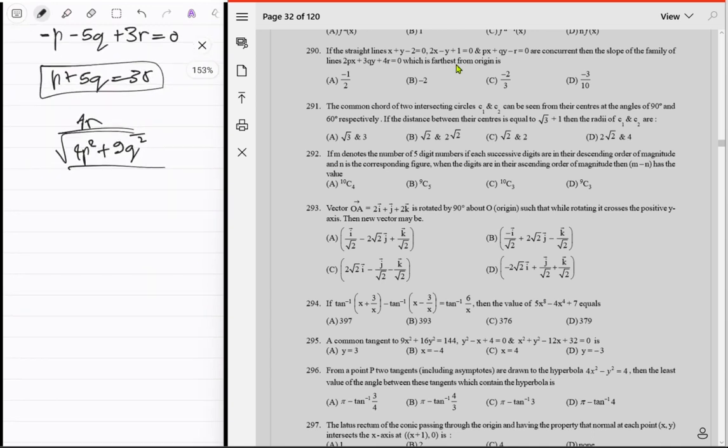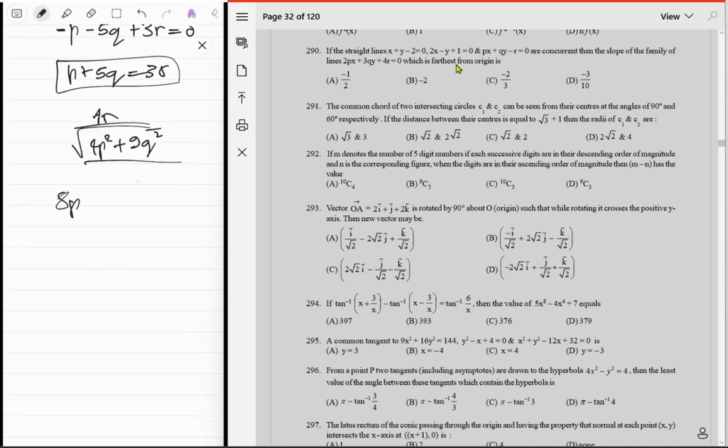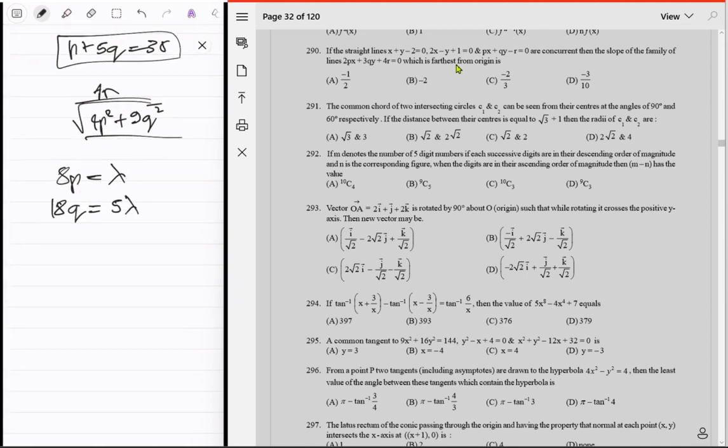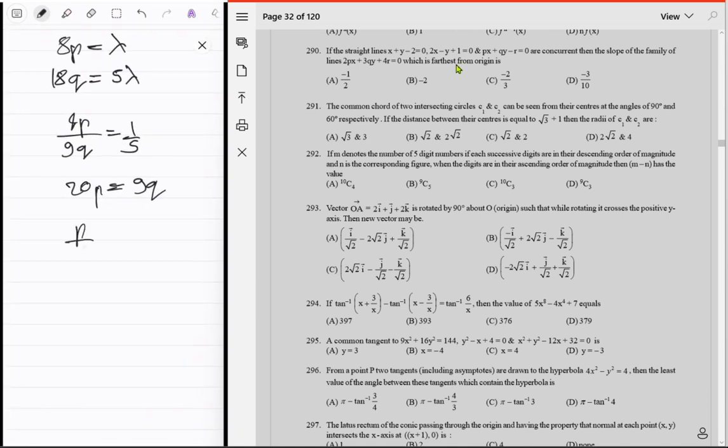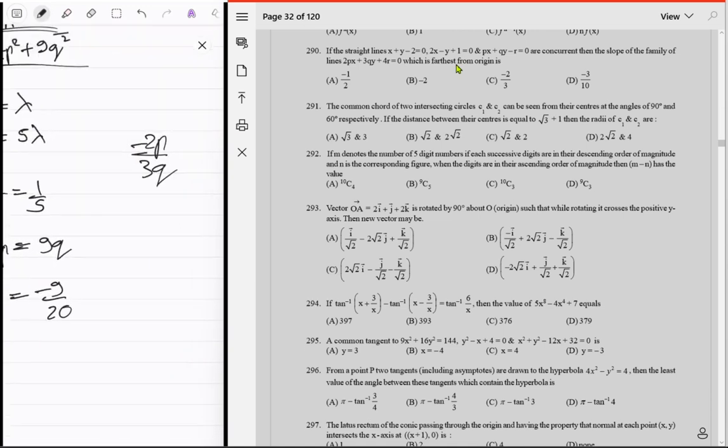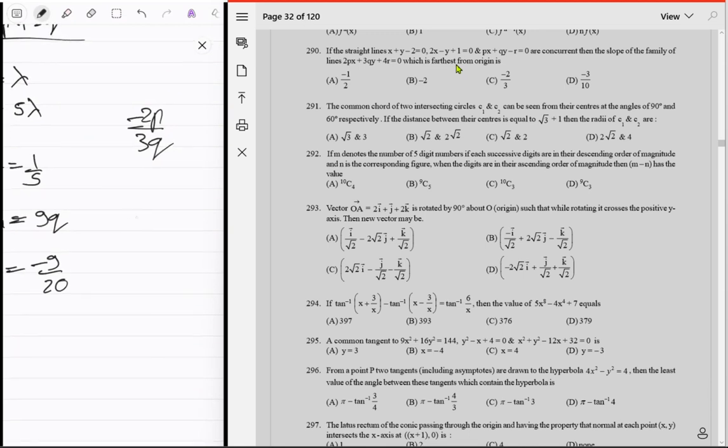So we have to maximize this. What you get is 8p equal to lambda, and then 18q is equal to 5 lambda. So 4p upon 9q is equal to 1 upon 5, which means 20p is equal to 9q. What do we care about? We just care about the slope, which is negative 2p upon 3q. What's that going to be? So p upon q is just 9 upon 20. That times negative 2 upon 3, which is what? 3 upon 10. That's the slope.